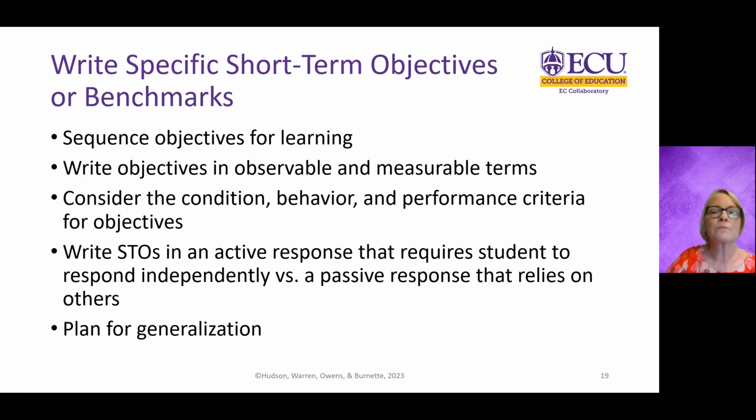Now, once you have the annual goals, you can write the specific short-term objectives that are also called STOs or benchmarks. When writing STOs, consider how you will sequence them for learning. Will you teach the skill in chunks or altogether? For example, if the goal was to learn to count with one-to-one correspondence to 10, will you teach first 1 to 3 to proficiency, and then teach 1 to 5, 1 to 8, and then finally 1 to 10?